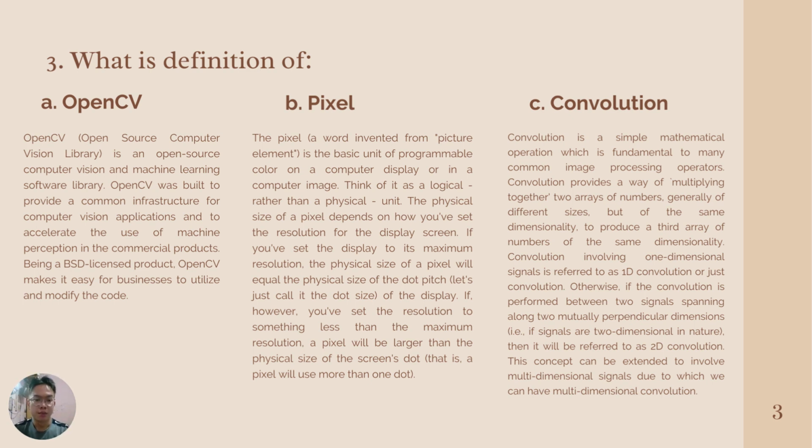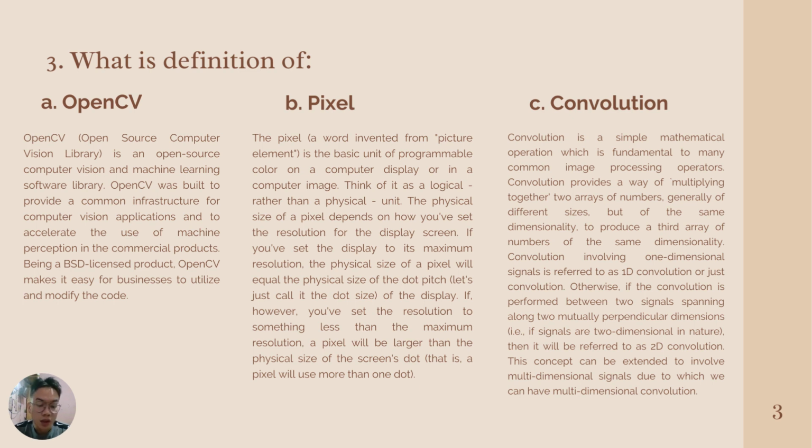B. Pixel. The pixel, a word invented from picture element, is the basic unit of programmable color on a computer display or in a computer image. Think of it as a logical rather than a physical unit. The physical size of a pixel depends on how you've set the resolution for the display screen. If you've set the display to its maximum resolution, the physical size of a pixel will equal the physical size of the dot pitch. Let's just call it the dot size of the display.